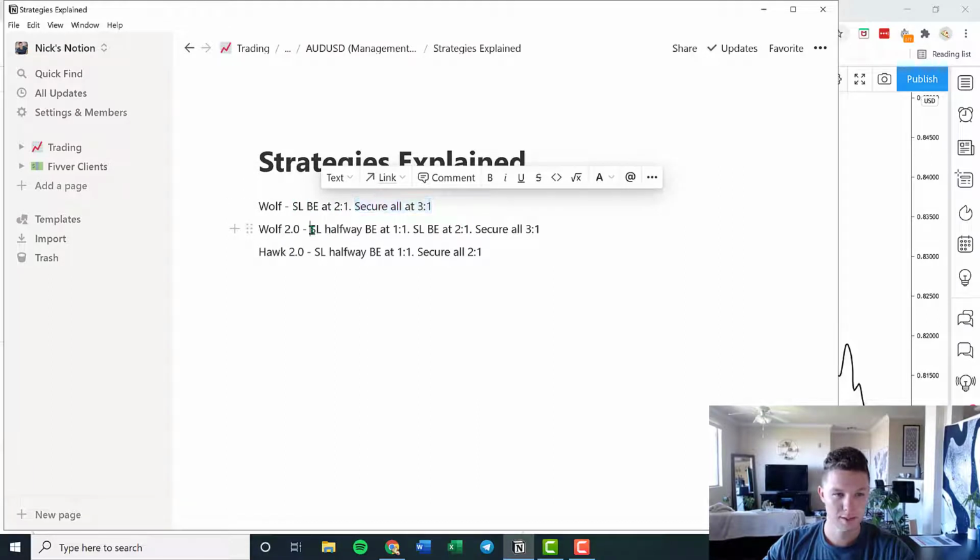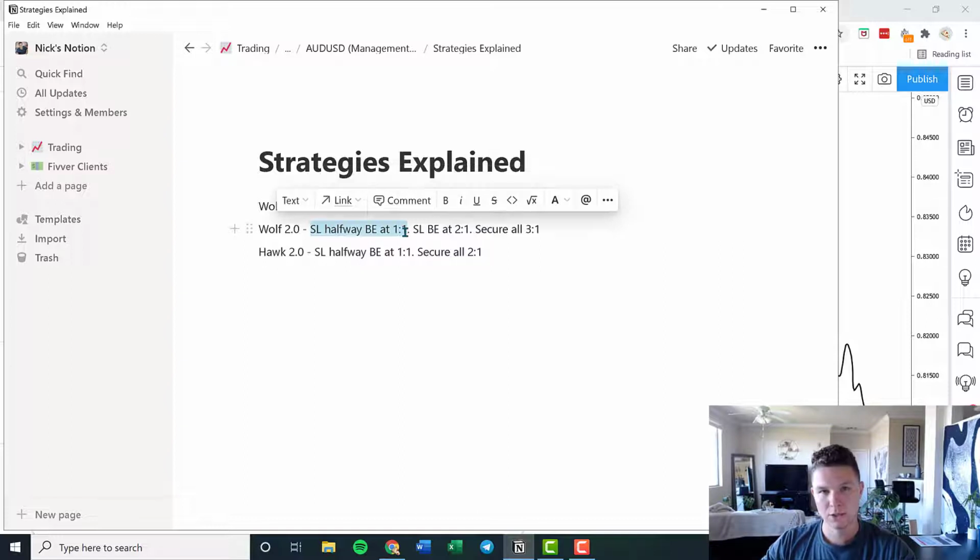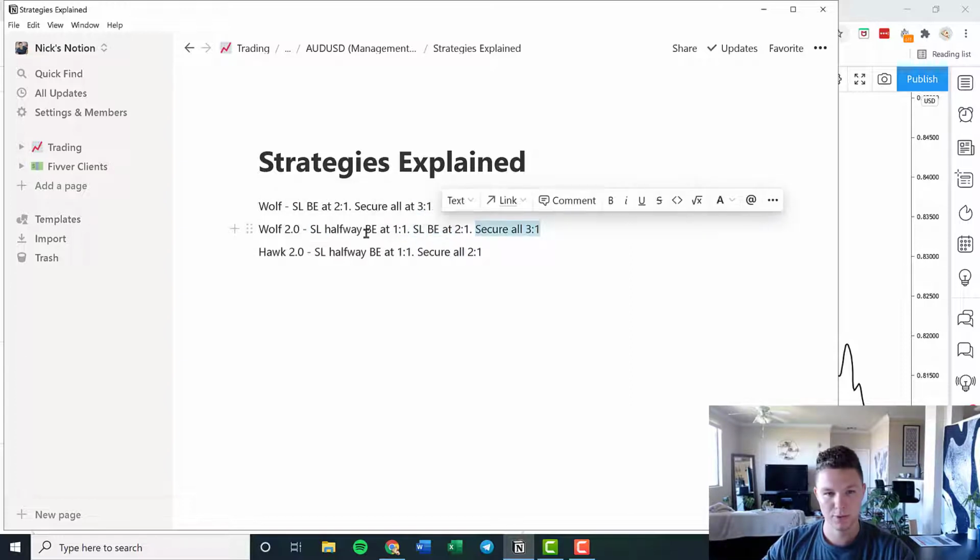The next one's very similar, except this time I move my stop loss to break even at 1 to 1. So I'm cutting my risk in half a little bit earlier to try to preserve my capital. And then I'm stop loss break even at 2 to 1, secure all at 3 to 1. So these strategies are very similar. The only difference is at 1 to 1, I'm taking half of my risk out, versus this one, I'm exposing myself to more risk. However, if I go back down into drawdown, I could win this trade still.